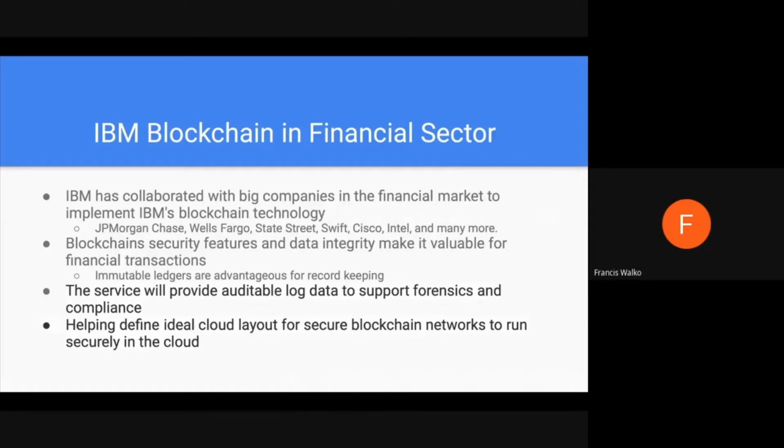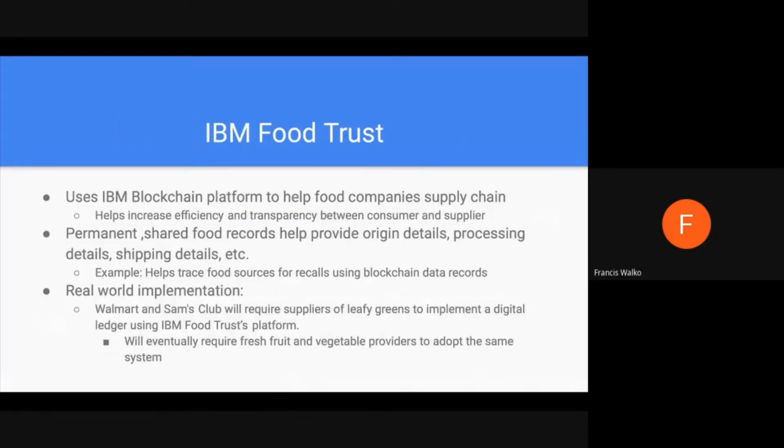Now let's explore how IBM has created a similar solution for the food supply chain industry. IBM has introduced their Food Trust platform that utilizes blockchain technologies to help food companies provide better supply chain transparency and efficiency. This system actually stores data for about 1 million food items currently, which is shared across the entire IBM blockchain platform. IBM Food Trust uses their blockchain technology to connect participants through a transparent, permanent, and shared record of food origin details, processing data, shipping details, as well as much other information about food origins.